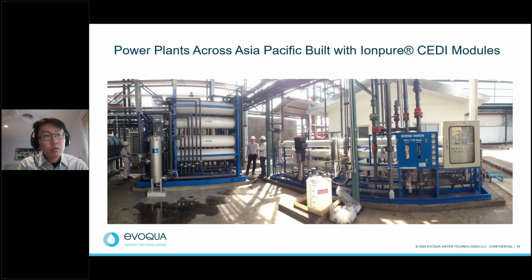So now I'm going to show you the pictures of the power plants that have been built across Asia. What you see over here is a power plant in Thailand. It's an RO and CDI combination. As you can see, the footprint is very, very small. In terms of the CDI, it can be even smaller than the RO system. It's possible to stack up the modules up high, and I think that is very good.